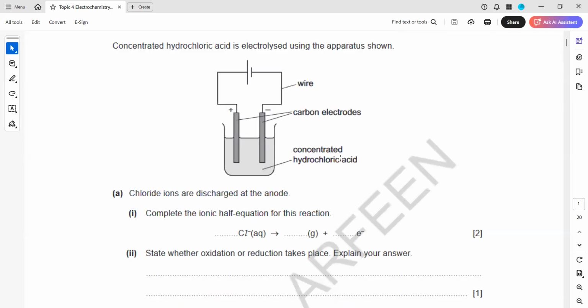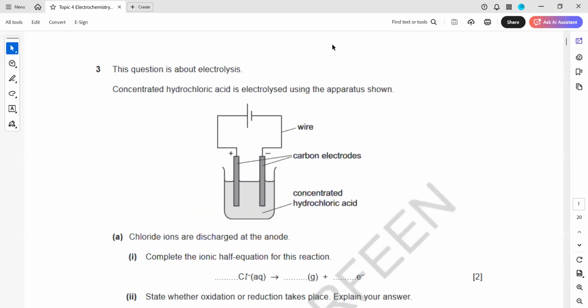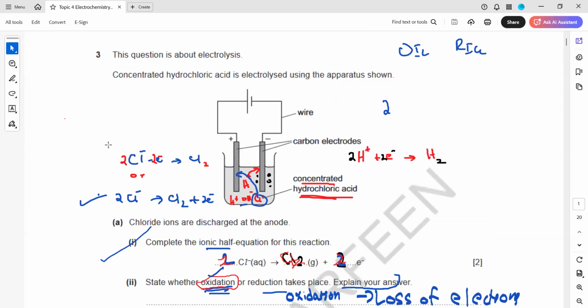So what is the observation at cathode? What will we observe at cathode? The hydrogen gas is there. So what is the observation with the hydrogen gas? Good. Hydrogen is formed at cathode.